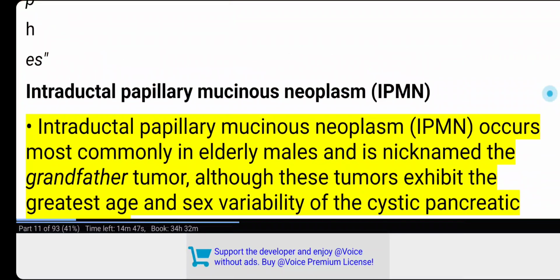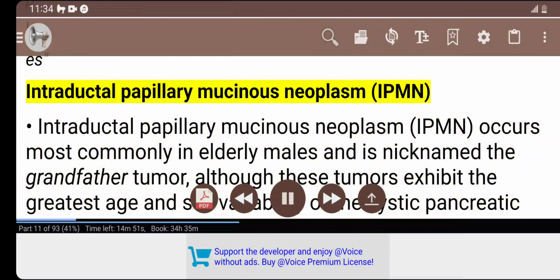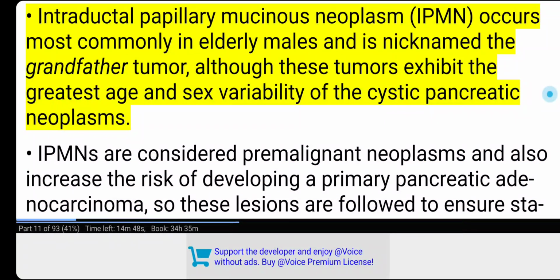Intraductal papillary mucinous neoplasm, IPMN. Intraductal papillary mucinous neoplasm, IPMN, occurs most commonly in elderly males and is nicknamed the grandfather tumor, although these tumors exhibit the greatest age and sex variability of the cystic pancreatic neoplasms.